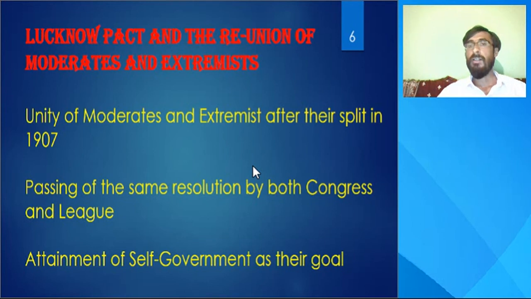In the same year, another important event happened and it was the Lucknow Pact between the Muslim League and the Congress, the two rival parties. Both these parties held their sessions in Lucknow and separately passed the same resolution. There were certain features in this resolution, and one of the features was the attainment of self-government as their goal.